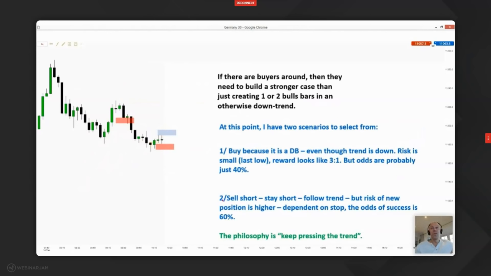Or you can sell short. And if you sell short, it's because you're believing, well, this is just a slight trading pause, but we're going to be headed lower.